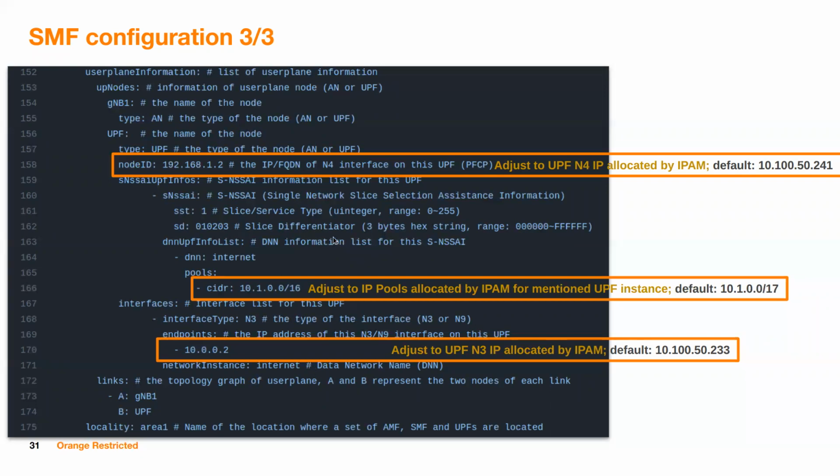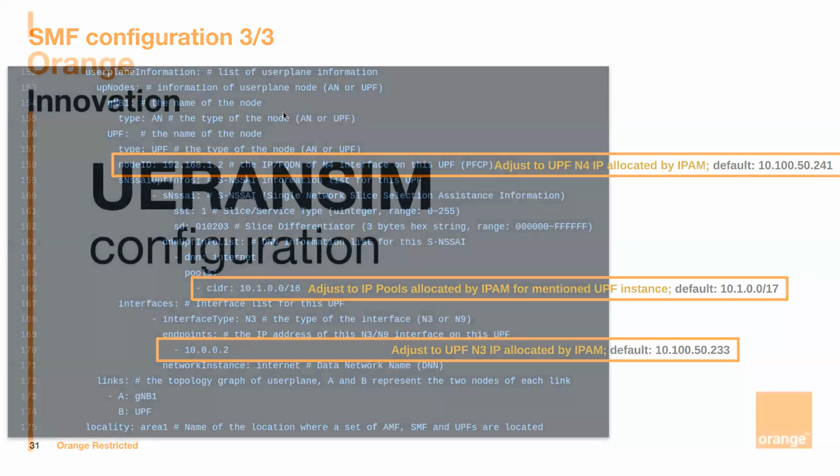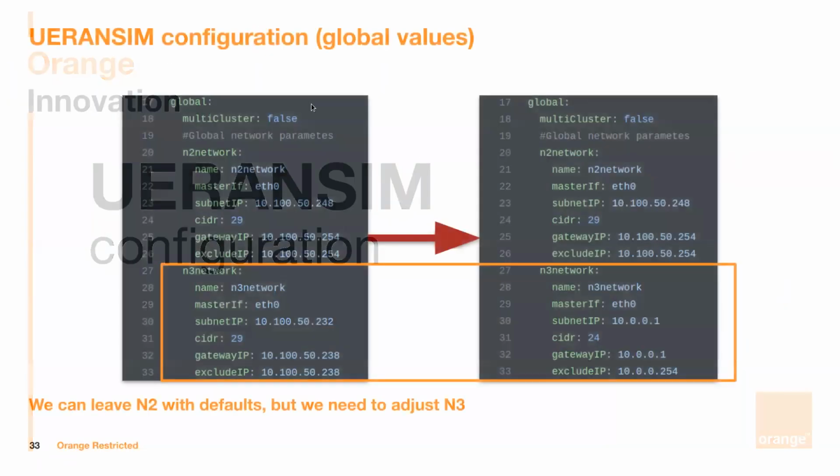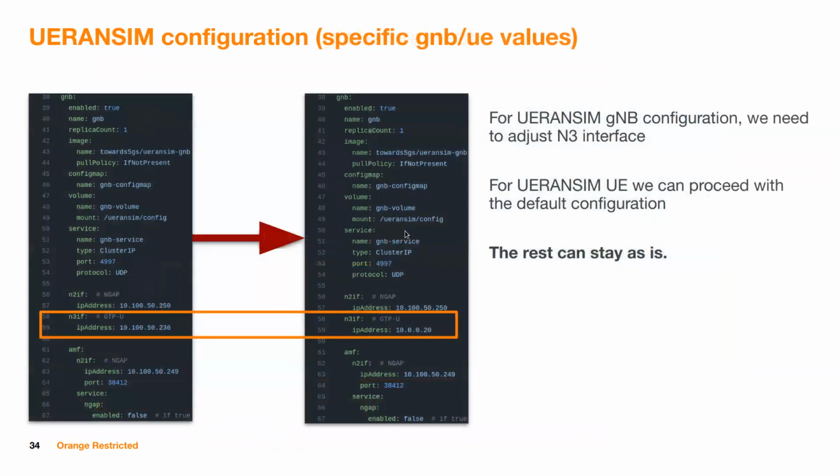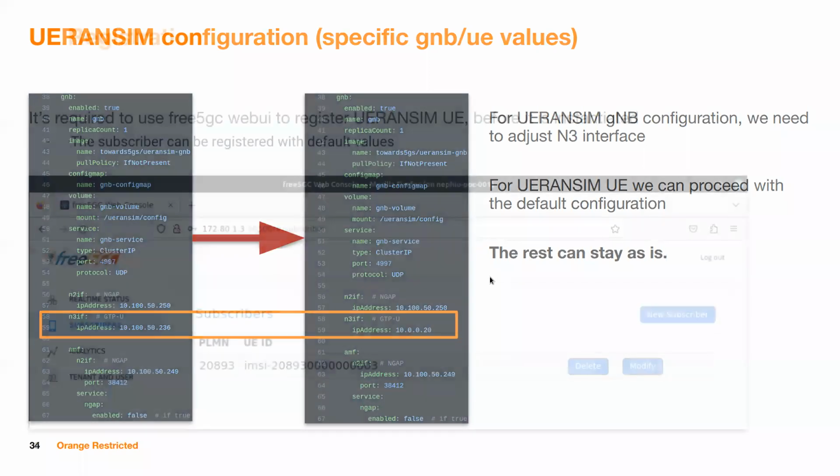If you have any question about the SMF configuration, just try to reach out to me. In the UERANSIM configuration, we do the same. We can keep the N2 network as it was because we don't care right now. We adjust the N3 to be aligned with the IPs allocated by the IPAM. Then we take one of the addresses from the range and provide it as the N3 for the gNodeB, so we have communication between the gNodeB and the UPF. The rest can stay the same, in simple words.